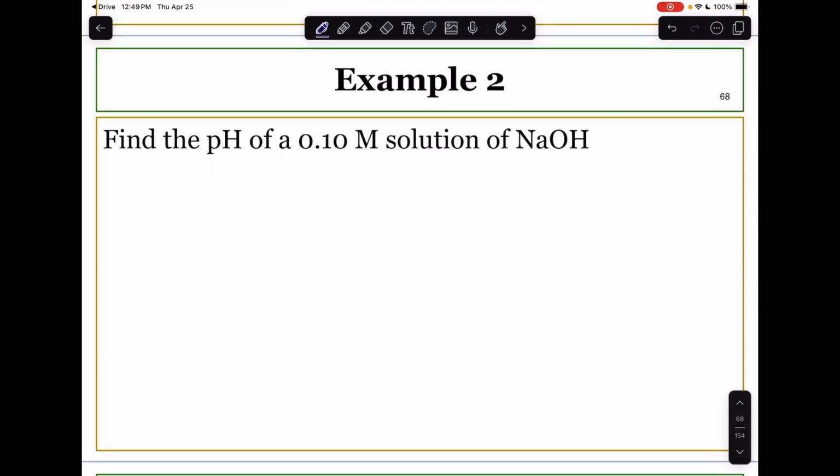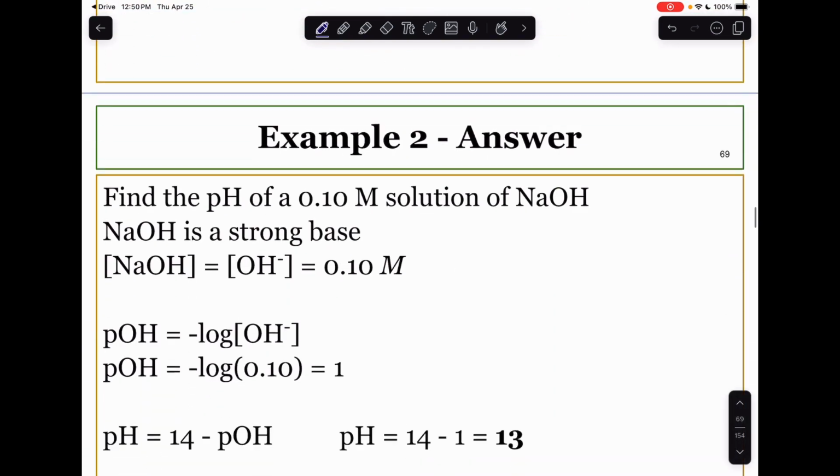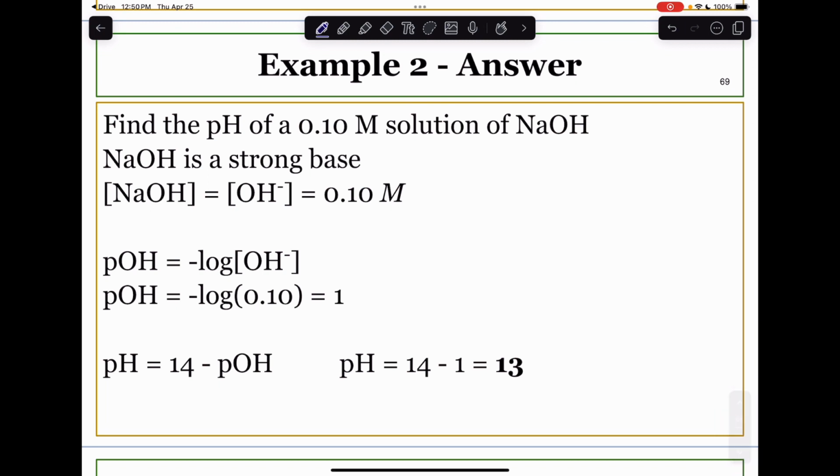Find the pH of a 0.1 molarity solution of NaOH. Pause to see if you can work this one out. NaOH is a strong base. Therefore, NaOH concentration is equal to the OH concentration, which is equal to 0.1 molarity in this problem. When you take the negative log of 0.1, we get pOH. And the pOH of this solution is 1. But the problem is asking us to find the pH of this solution. So you need to use one more step in order to solve for pH. Therefore, the pH of this problem is 13, which makes sense because a very high pH is very basic, and this would make sense for a strong base, which sodium hydroxide is.